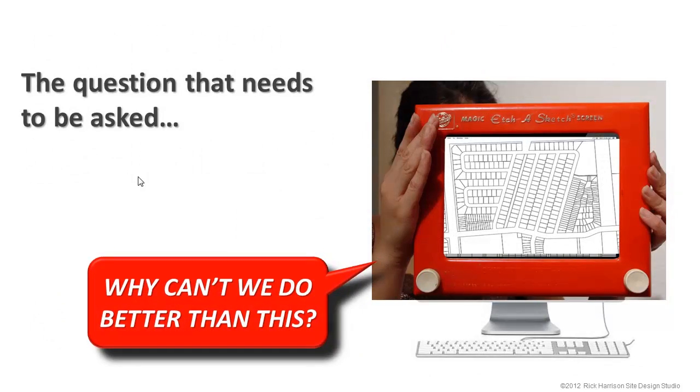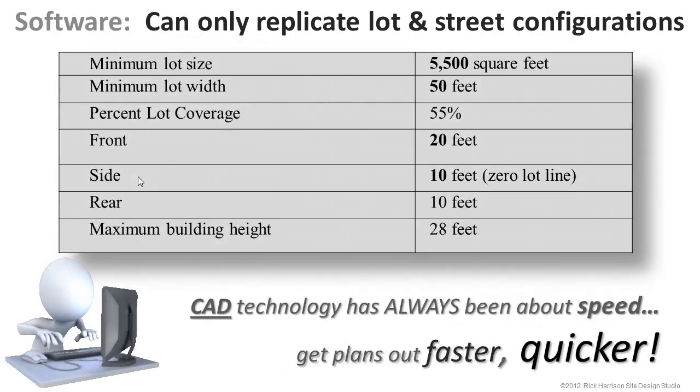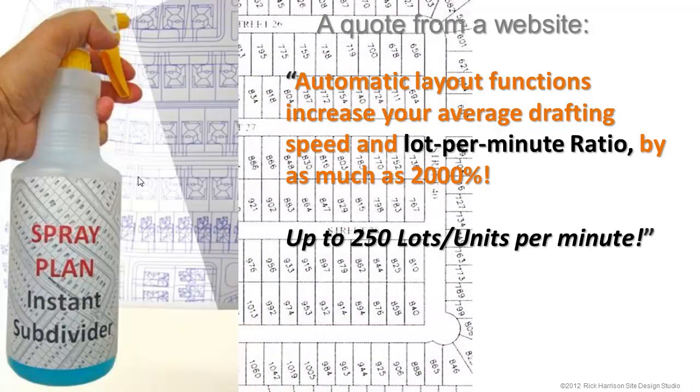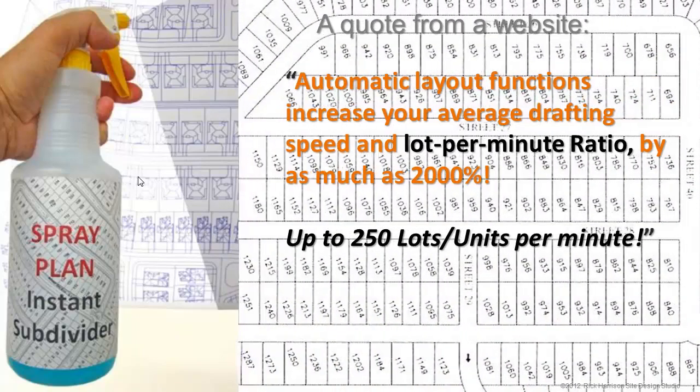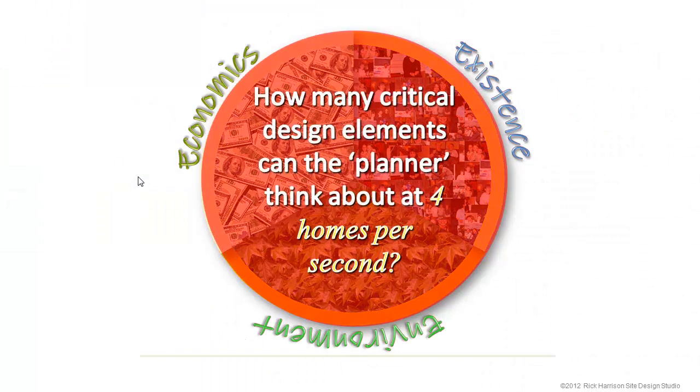That's because software, including all of our past packages, can only do one thing. They can get those minimums and they can get them in as fast as possible. From a software vendor's website, they boast about doing up to 250 lots in just 1 minute. So at 4 homes per second, how much of this do you think the planner is thinking about economics, existence, and environment?